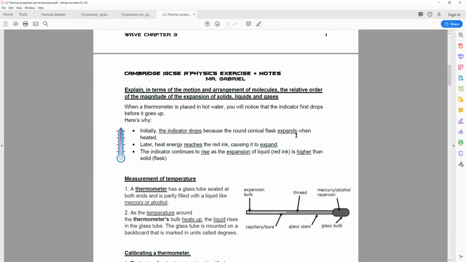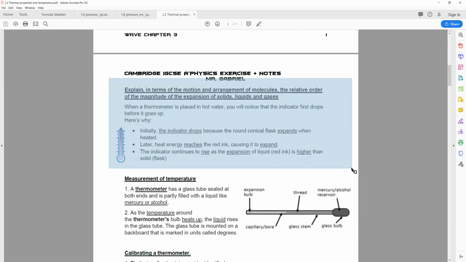Then after that, we're also going to understand why liquids and gases expand more or less, and depending on the expansion, whether it's more or less, how that is going to affect the arrangement or the reading of a thermometer here.